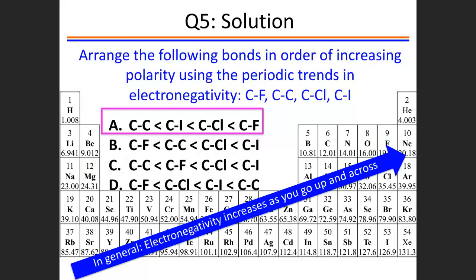In general, electronegativity increases as you go up and across. So this way less, and this way more. And you will get the valency information from here, like hydrogen 1, beryllium 2, boron 3 valence electrons. How? I will draw some that will make you more clear.